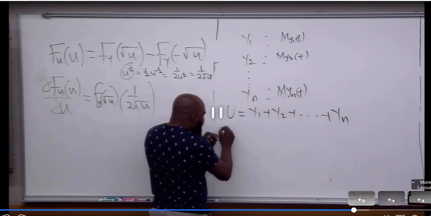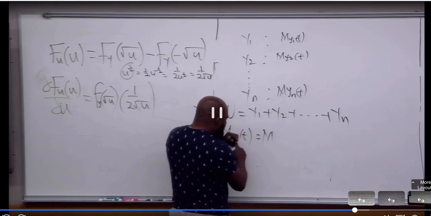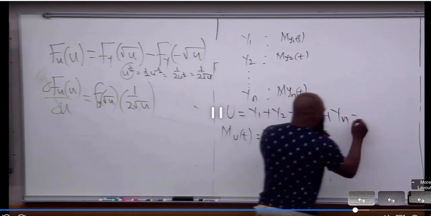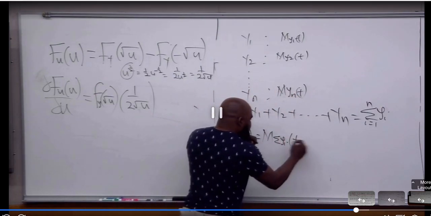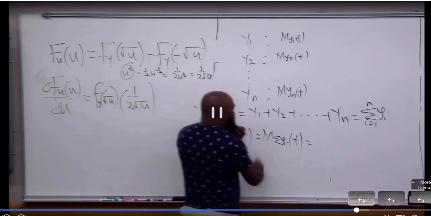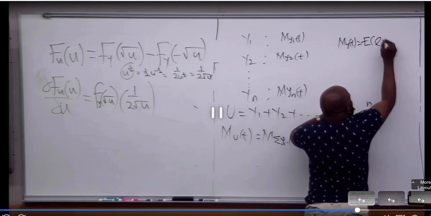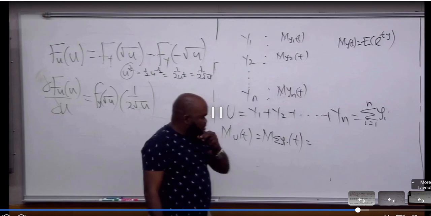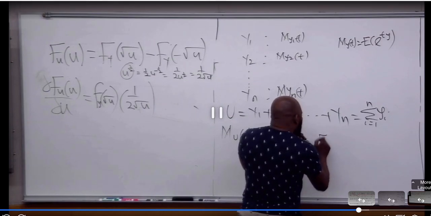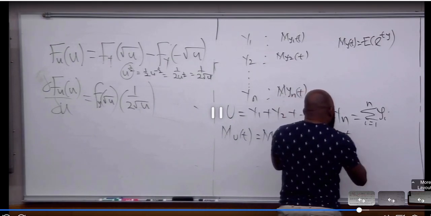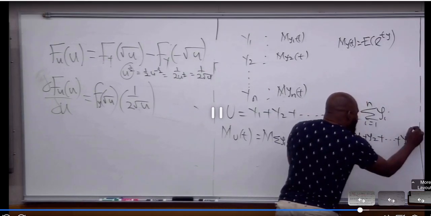And what do I want to do now? I want to find the moment generating function of that. And this U is the summation of Yi, because I start from i equal 1 to n. Okay, so M_U of t. Now don't forget, recall that M_U of t is the expectation of this. Here I'm going to have e raised to power t times (Y1 plus Y2 dot dot dot until I get to Yn).